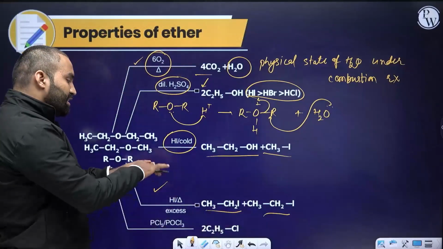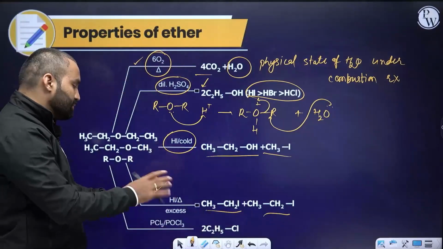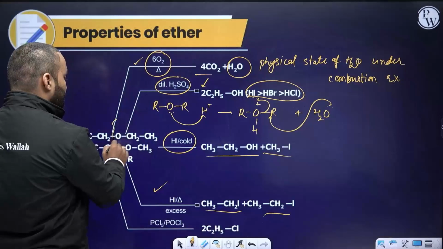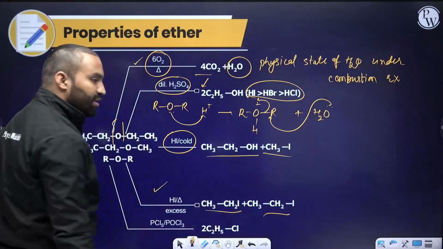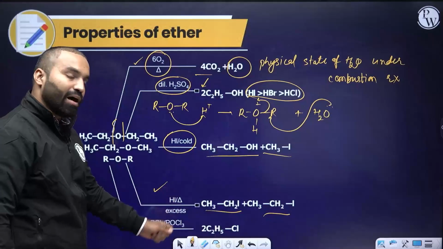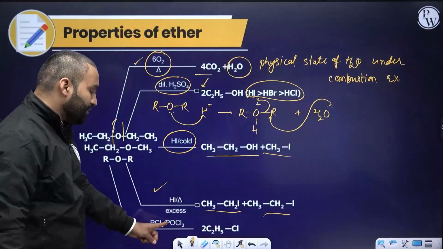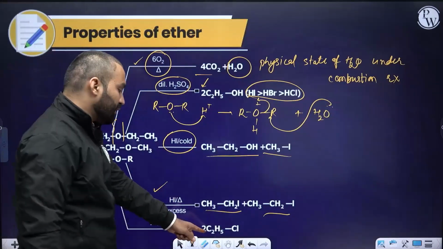Alkyl halide. This bond ruptures. This bond breaks from here, and both these R partners will receive halogen. And what is the halogen in HI? Iodide. Now PCl5 or POCl3, we know this will also be converting.